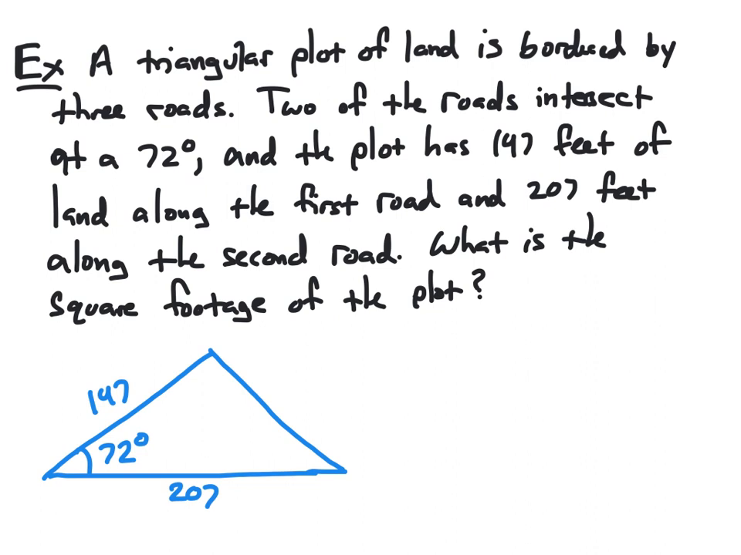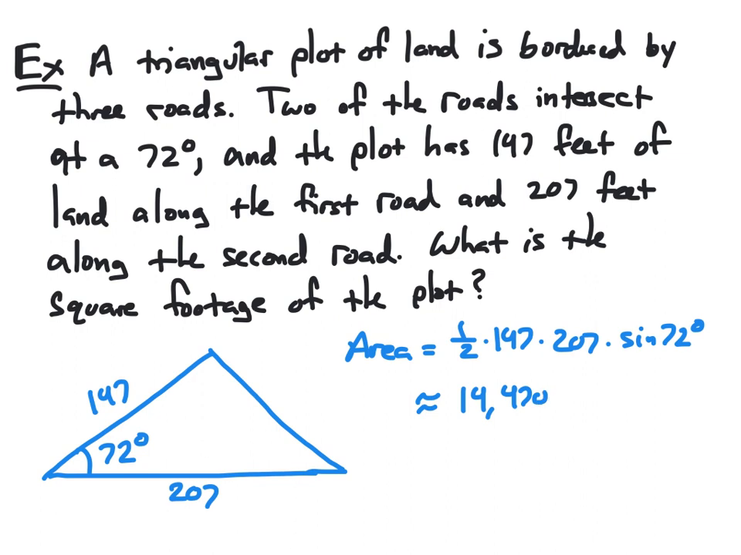And so in order to use the sine formula for area that we've just seen, we can simply take as our area 1/2 times the product of these side lengths, 147 times 207, as well as the sine of the angle between those two side lengths, which would be sine of 72 degrees. We could simply put all of that into a calculator, and we get that it's approximately 14,470 square feet.